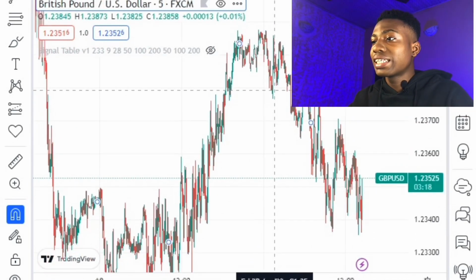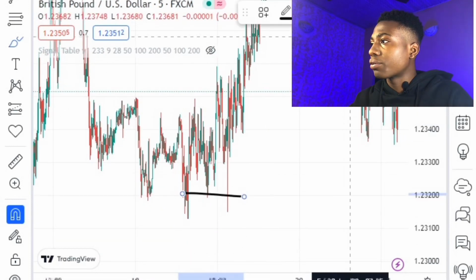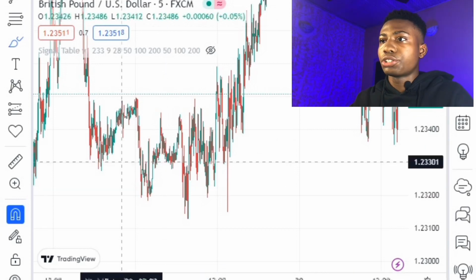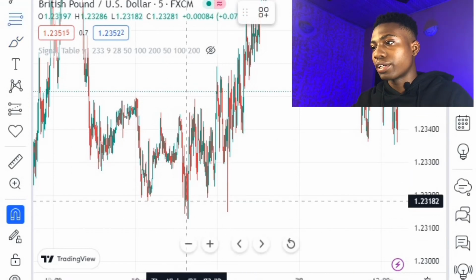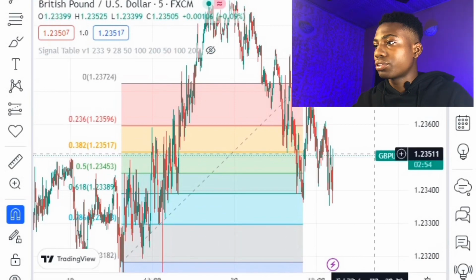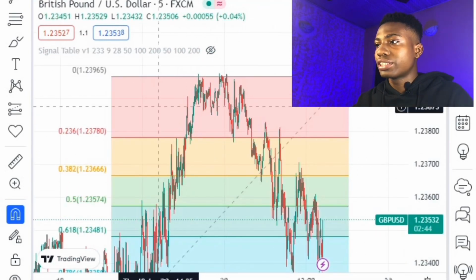Once you've seen the beginning of the trend, which is this point right here, we're going to start from the point where the market actually began the trend. So we're going to grab the Fibonacci retracement tool, start from this point right here, and drag it to the recent high of the market. That's what we're going to do. This point right here is obviously the recent high of the market.